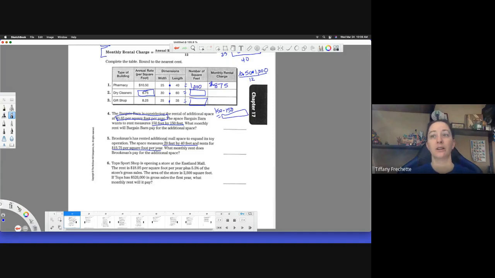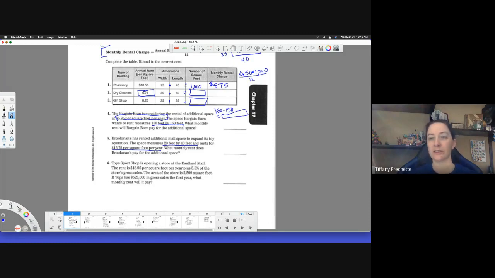I really need to know the length and the width, or square footage if it's an odd shape, but in this section they seem to be giving us all rectangles. And then I need to know the rate per square foot also. And then the question: what monthly rent does Brookman's pay for the additional space? So I need to know, what are they asking me to find? Pay attention to the question. Don't just skip over the question and assume that you know what to calculate. What are they asking you to do? They're not usually too tricky in the business math worksheets, but every once in a while they do switch it up and ask you to do something different. So pay attention to that question.